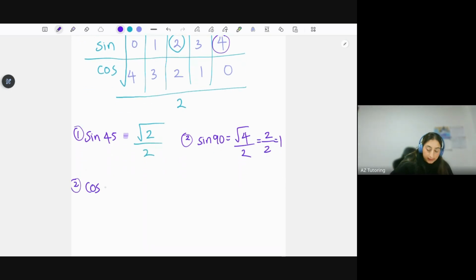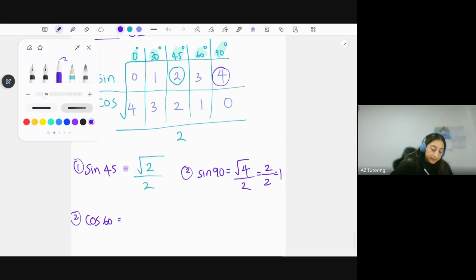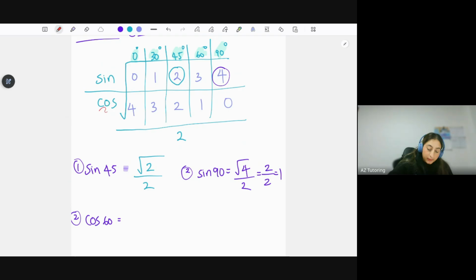Cos 60. Let's work out what cos 60 is. So I'm looking at the cos row. Cos under 60 is square root of 1 divided by 2. You can't do anything with that. So cos 60 is just square root of 1 over 2. Square root of 1 is just 1. So we're left with 1 over 2. Let's do another one.